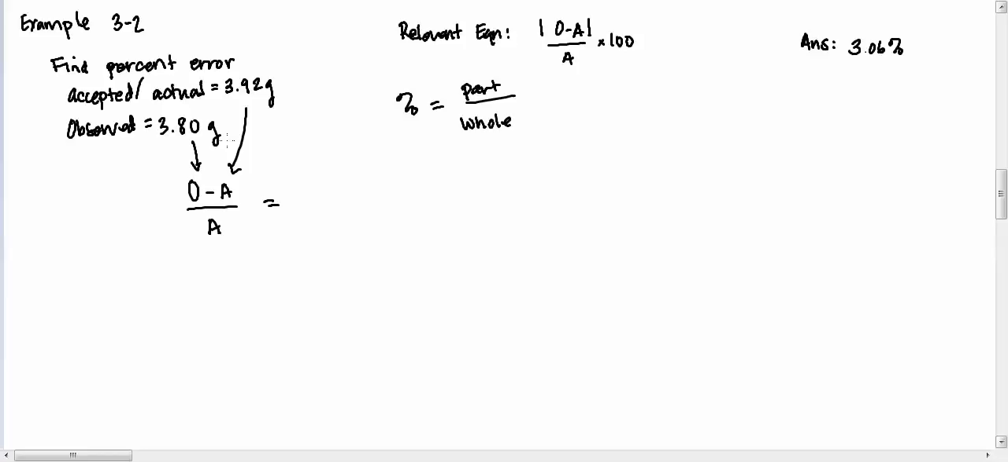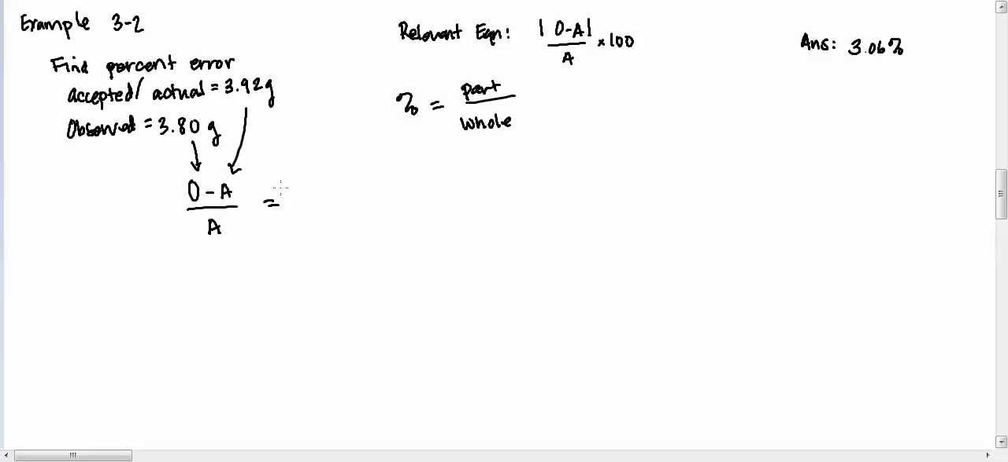So when you take a number and subtract a bigger number, you're going to get a negative. And so you're going to get a negative percent error, which basically says the measurement you got was too small, as opposed to a positive percent error, which means the measurement you got is too big.